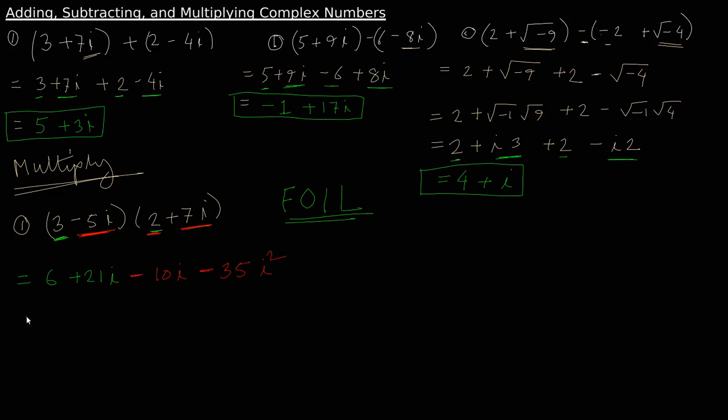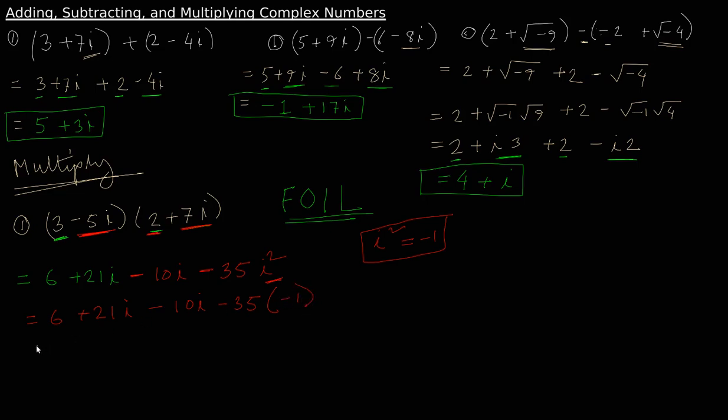Okay, so let us see what I have here. So I have here 6 plus 21i minus 10i minus 35 i squared. Now what is i squared? If you remember, i squared is negative 1. So that's from the definition of our complex numbers, it is negative 1.